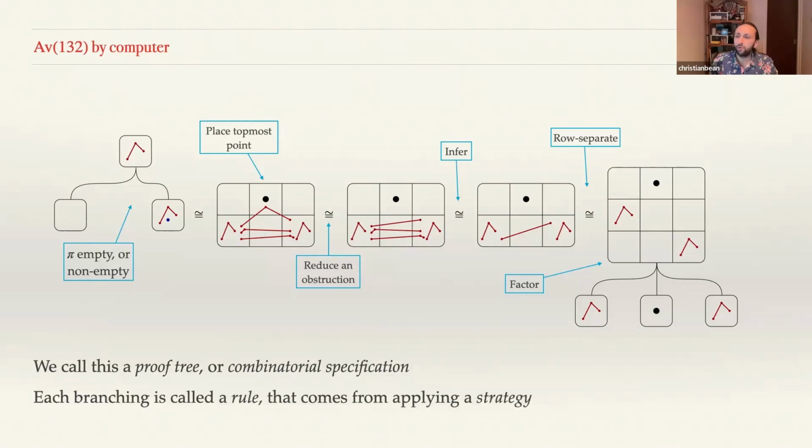Okay, so this is how a computer kind of does this. Each of these branchings we call a rule, and each of those blue boxes where I've pointed out what that rule was, we say it's a strategy that has been applied to create that rule.